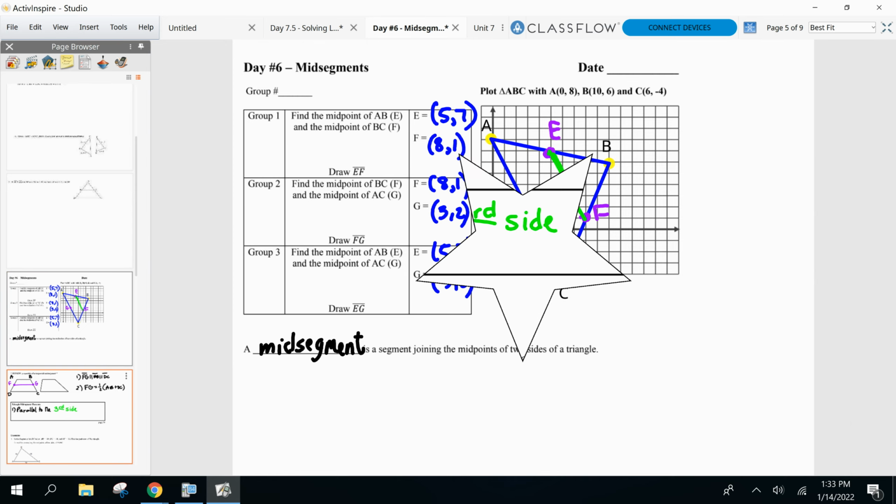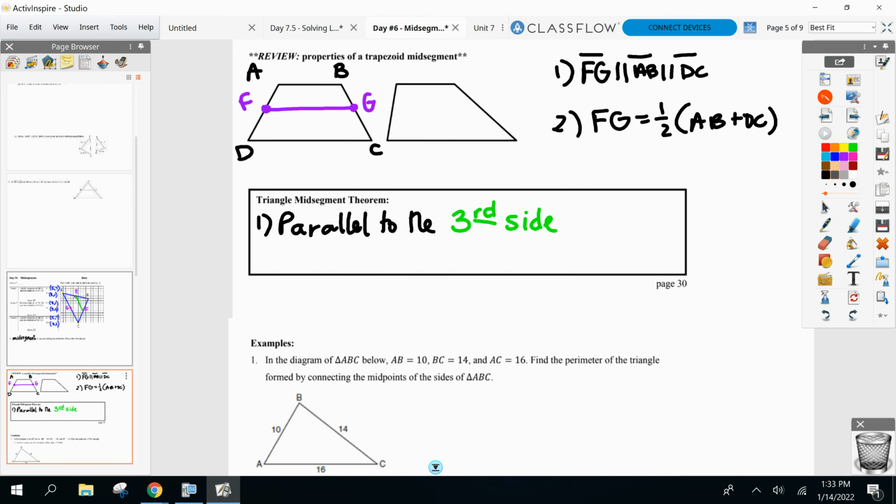Jot that down: EF parallel to AC. Now, please realize I'm only doing this for one midsegment. You guys know there's three on your graph, right? I just didn't connect them all. There's three midsegments, and they're all parallel to the third side.